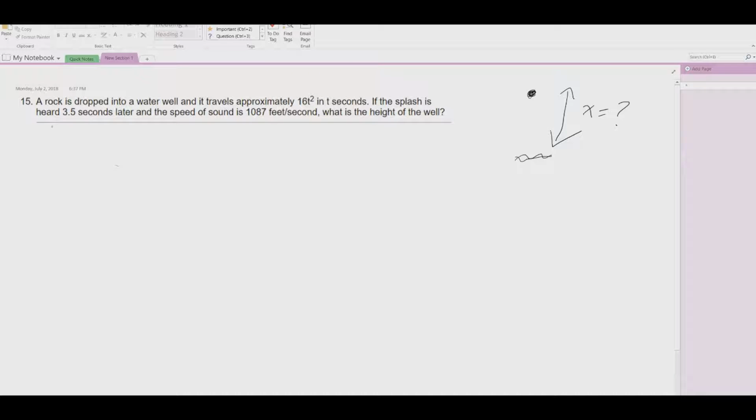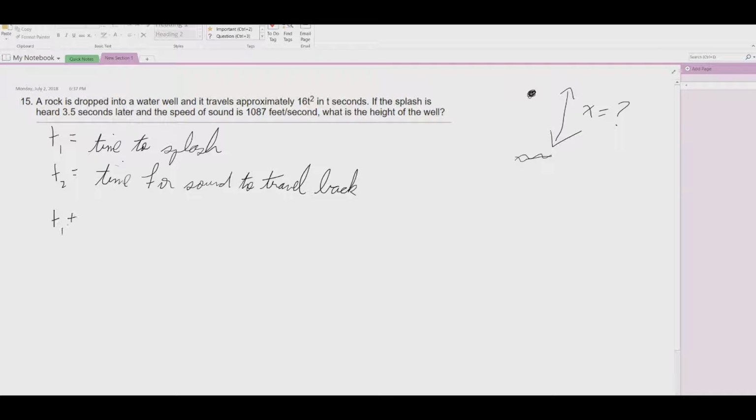Well, if you say that t1 is the time to splash, and you say that t2 is the time for the sound to travel back, then the only thing you know for sure from this problem is that t1 plus t2 is 3.5. So in this case, we have t1, the time to splash, t2, the time for the sound of the splash to travel back up to where we were when we dropped the rock. We just know that if we add these two times together, it's 3.5. Why is it 3.5? Because we heard the splash 3.5 seconds later right here.